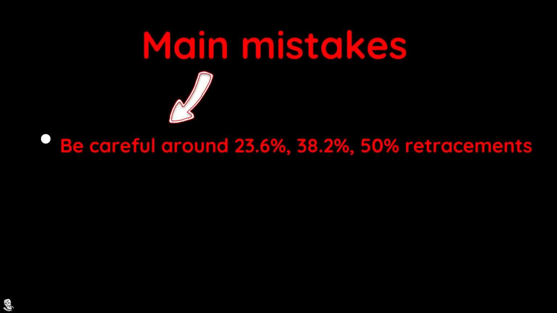So lastly, let's take a look at the main mistakes that you should avoid when drawing Fibonacci retracements. So first one, be very careful around the 23.6, 38.2 and the 50% retracements. This doesn't mean that you cannot take the trades from this level, but you will have a much higher percentage chance of winning the trade if you stick to the 61.8 or the 78.6 deeper retracements.